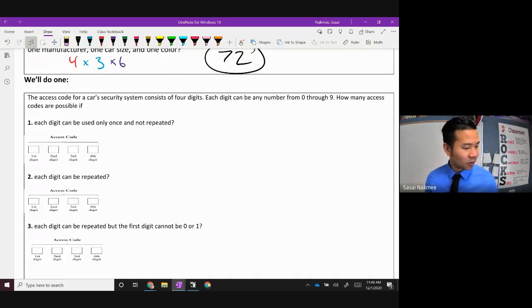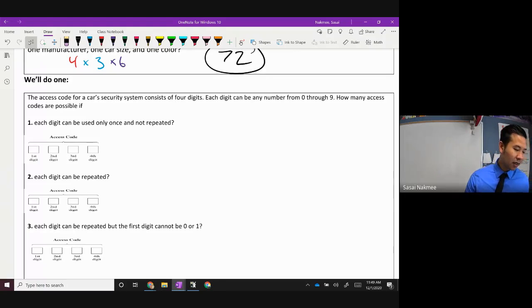The access code for a car's security system consists of 4 digits. Each digit can be any number from 0 through 9, which by the way is like your PIN number, right? For those of you who have a bank account or have seen someone with a bank account, you understand that there are PIN numbers included with that, which is a 4-digit number as well.